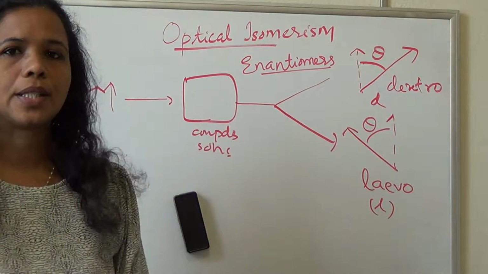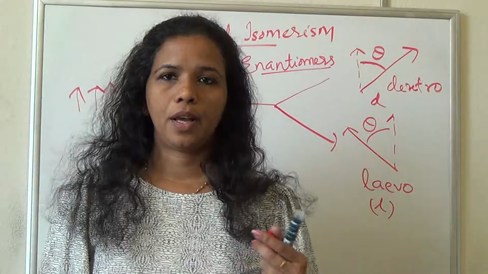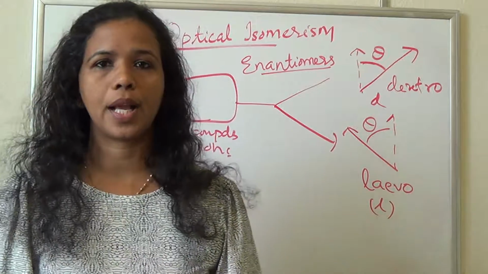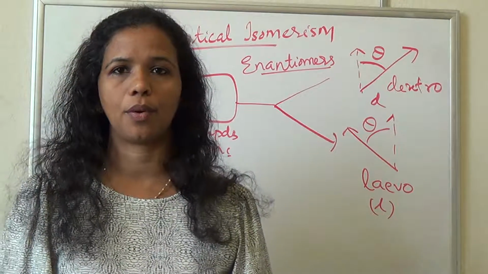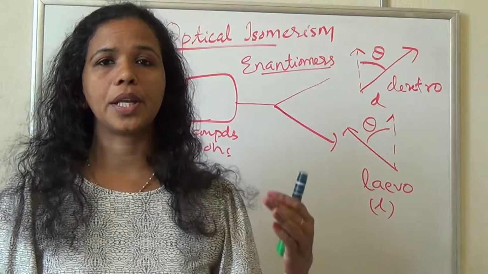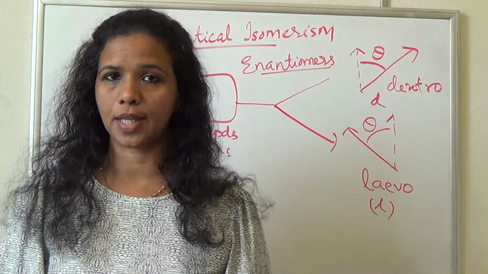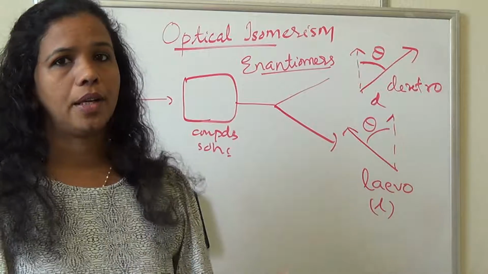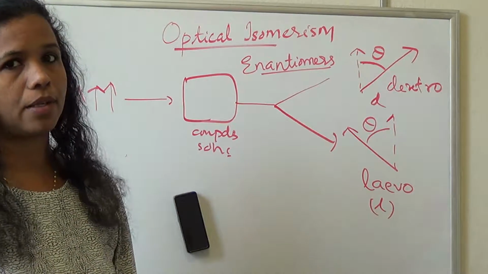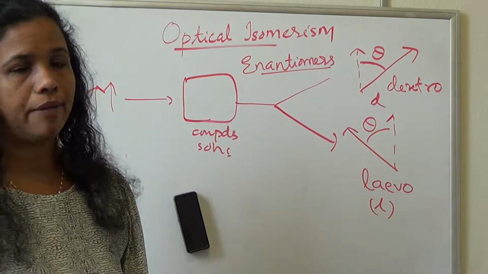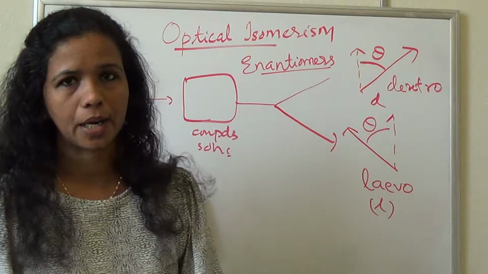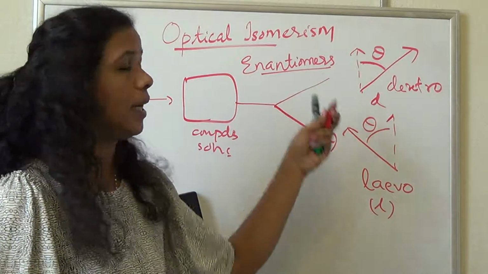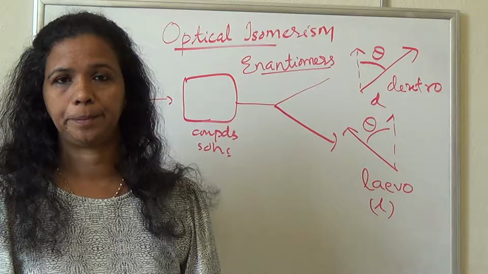So optical isomerism is a phenomenon of rotation of plane polarized light either towards right or towards left. If they are rotating towards right, that type of isomers are called dextro, and if they are rotating towards left, that type of isomers are called levo. These two isomers will be mirror images and they are called enantiomers.